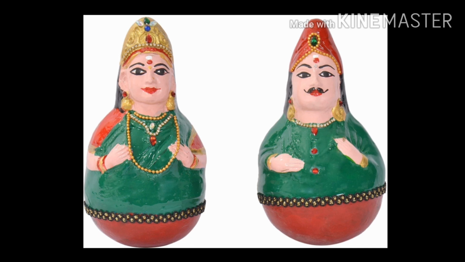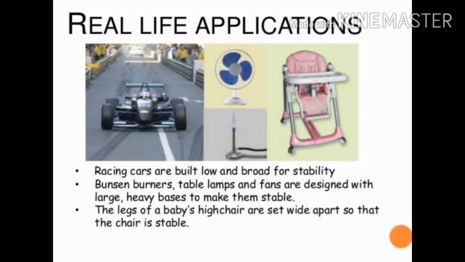Is it clear? And some real life examples and applications for stability. The racing cars are built low and broad for stability. Okay, have you seen a racing car? It is very wide. That's broad for stability. And the Bunsen burners, table lamps, and fans are designed with large and heavy bases to make them stable. The legs of babies' high chairs are set wide apart so that the chair is stable. So these are all some applications for stability.